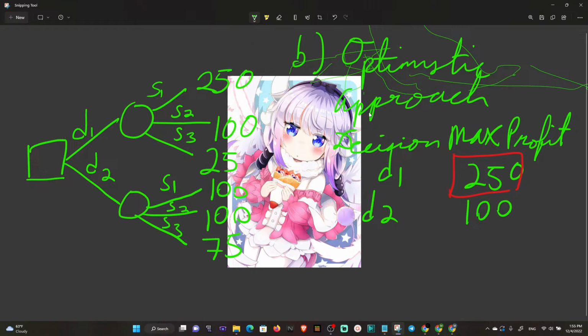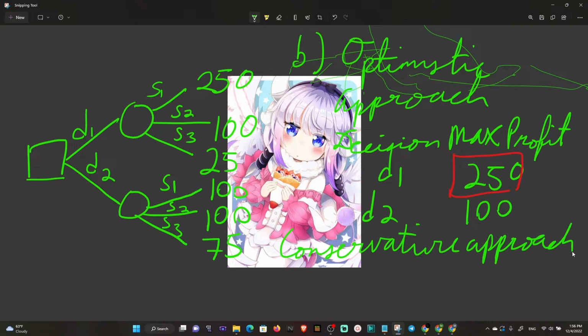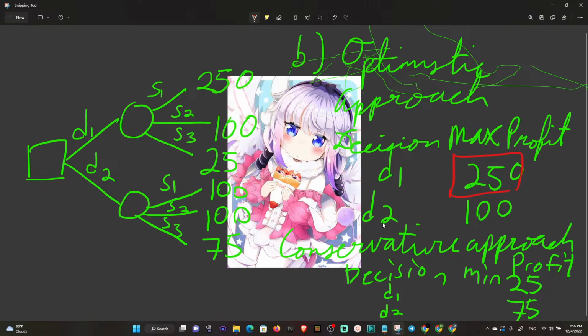And then from here, we go to the conservative approach, which is the maximin. The conservative approach states the lowest of the minimum profits. So in D1's case, what is our lowest profit? For D1 it's 25. For D2, the minimum is 75. Well, from here, easily enough, we pick 75.